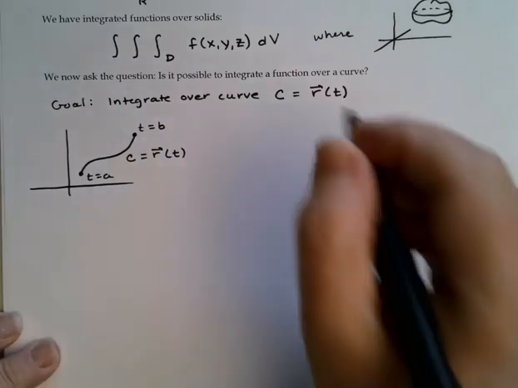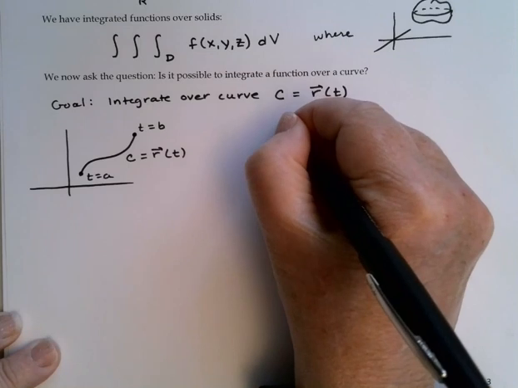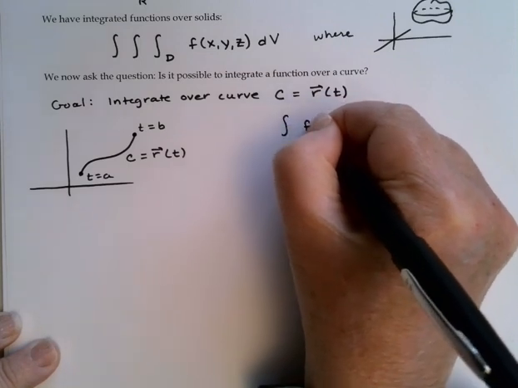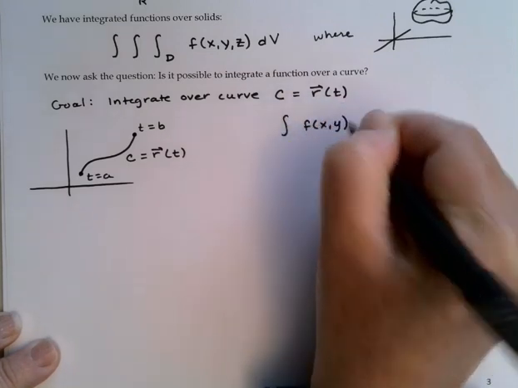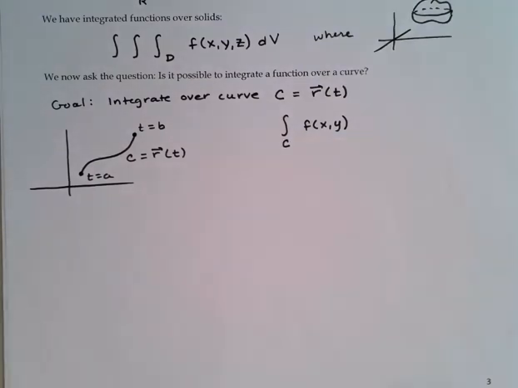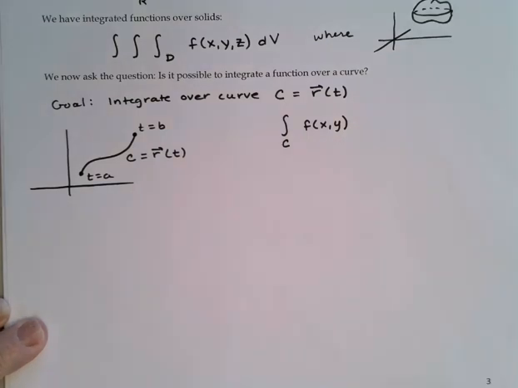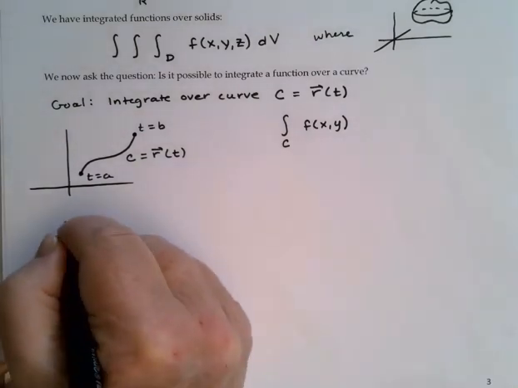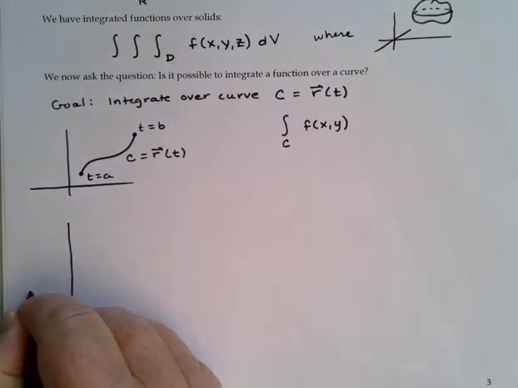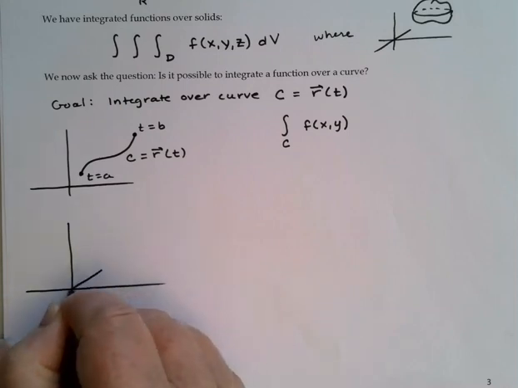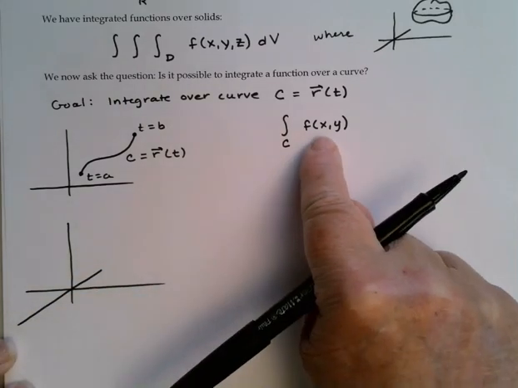What happens when I integrate a function, f of x and y, over this curve C? I'm going to actually leave the differential off for right now. I'd like to look at the geometry together first, and then once we've done that, we'll figure out what has to go here. So, thinking about the geometry again, I'm now integrating f of x and y.